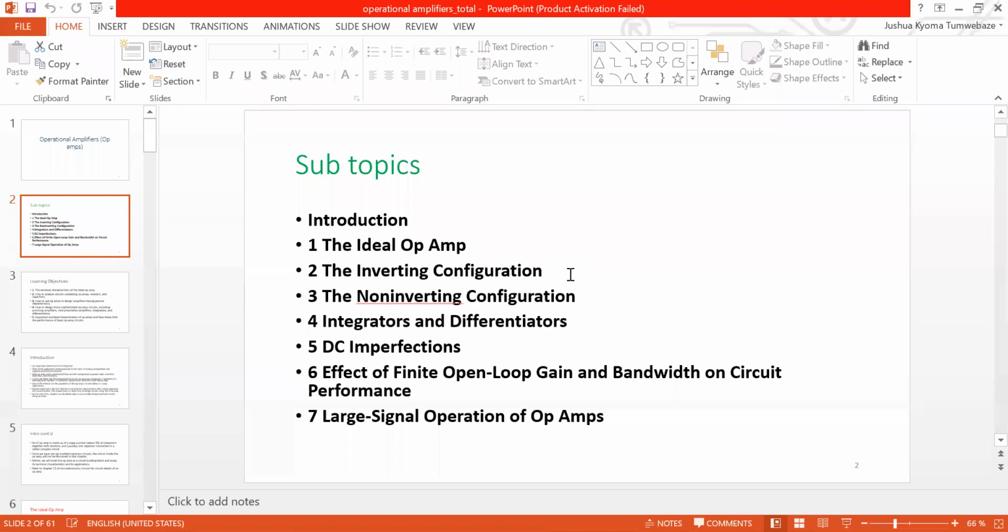The subtopics which we expect to cover are, of course, a short introduction. We want to look at the ideal operational amplifier, abbreviated as op amp. We want to see how it operates in the inverting configuration, the non-inverting configuration, how we can design integrators and differentiators, and then later on, look at some of the imperfections of practical op amps. These are what we call the DC imperfections, and then also the effects of finite open loop gain and bandwidth, and lastly, the large signal operation of op amps.